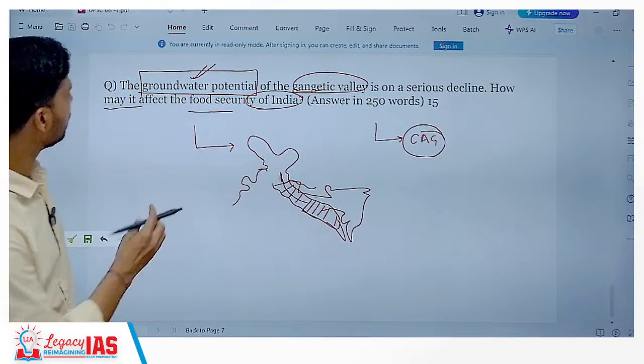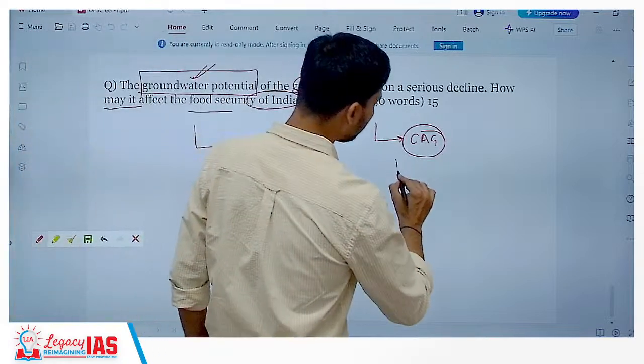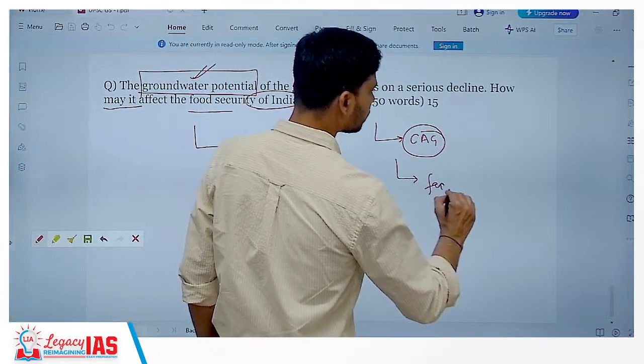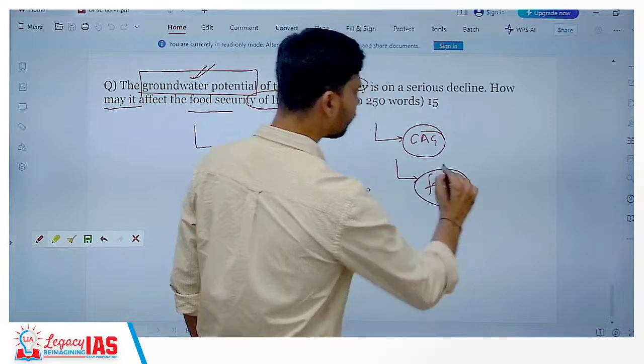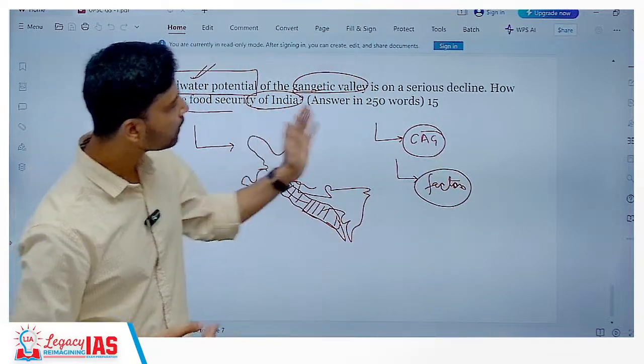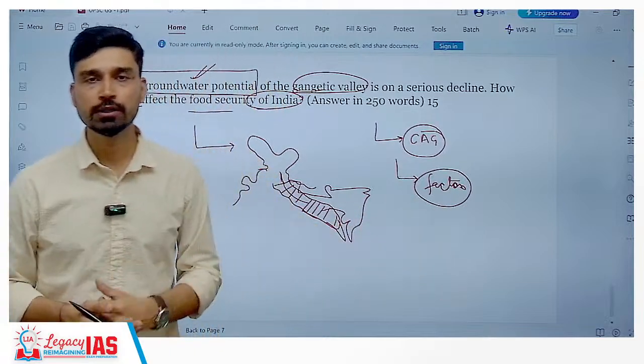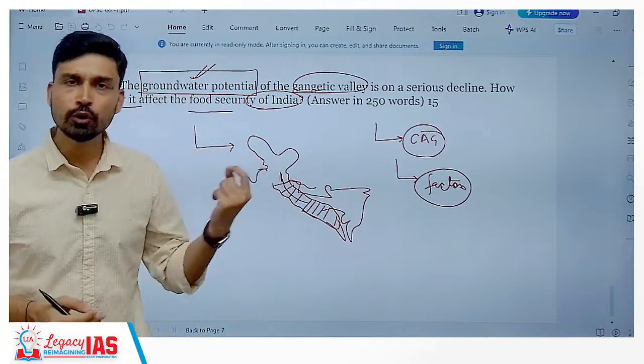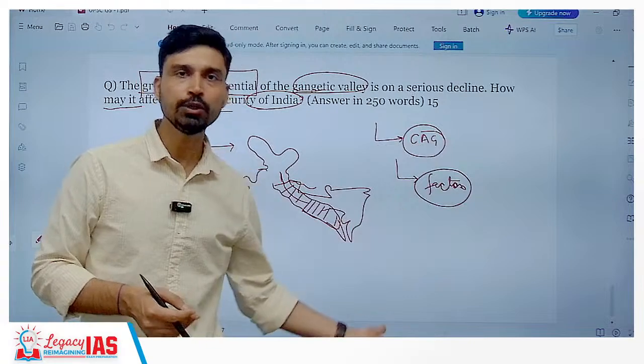Then in the second part, you could have written about what are the factors, as it is a 15-mark question, you have the luxury of writing a few more points. So you could have written what are the factors that are leading to this decline of the groundwater potential. Now you do not have to explain those factors, but simply you can list them out.